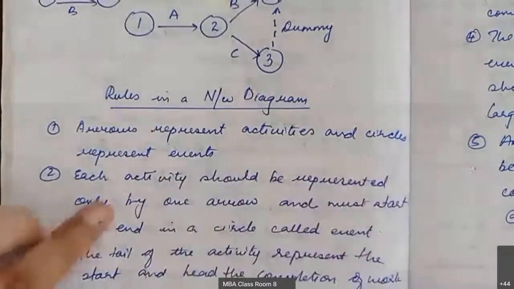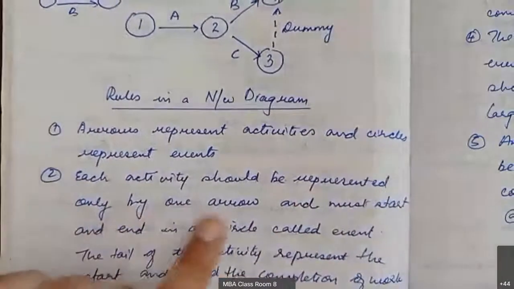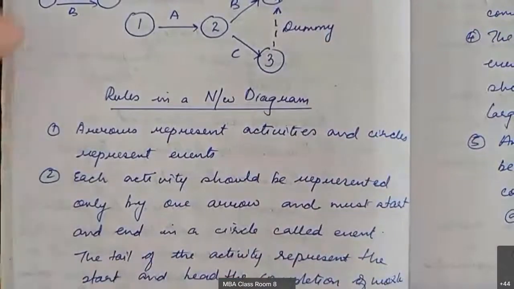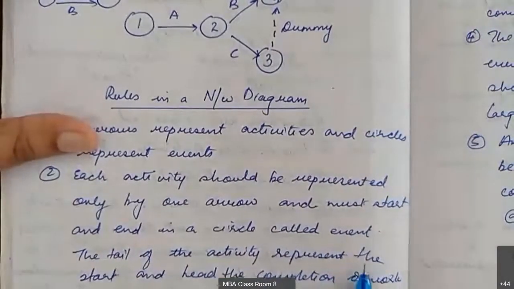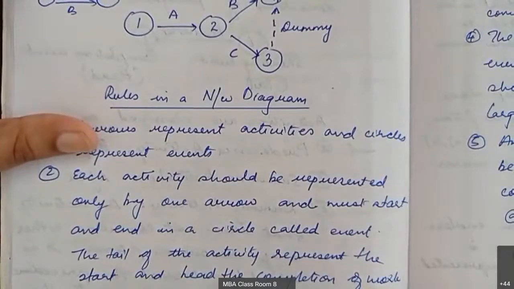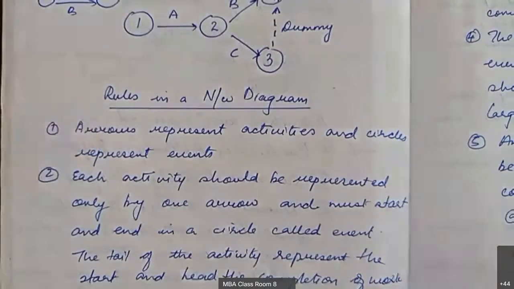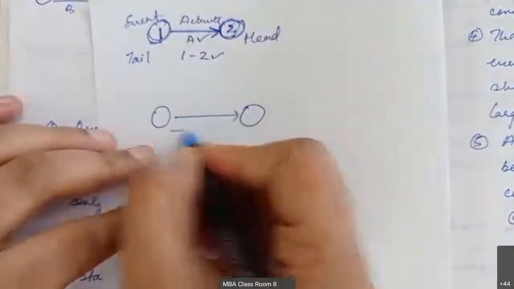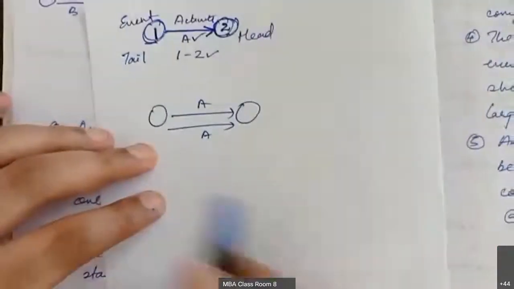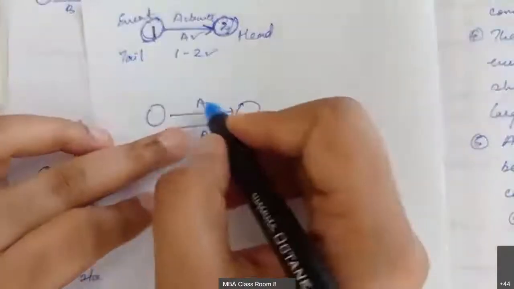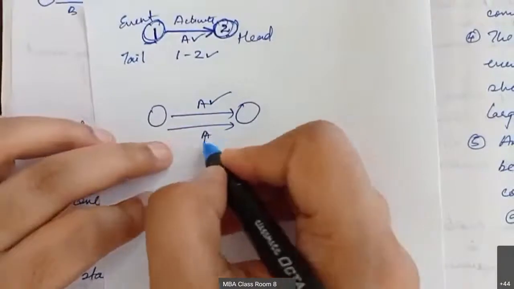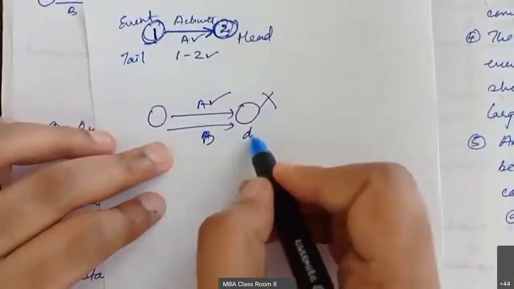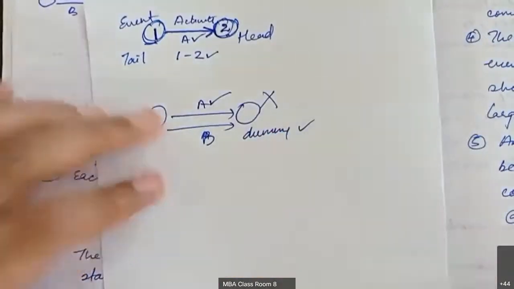Okay, now each activity should be represented only by one arrow and must start and end in a circle called event. Okay, the tail of the activity represents the start and the head the completion of the work. So if you are having two events like this, you cannot have A and A here. That is not allowed. All the activities should be unique. If that is A over here, then it should be B below. And parallel activities are not allowed, so you need to introduce a dummy. Dummy should be introduced.